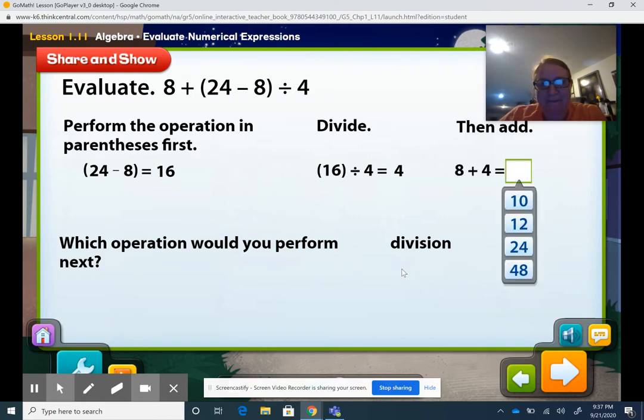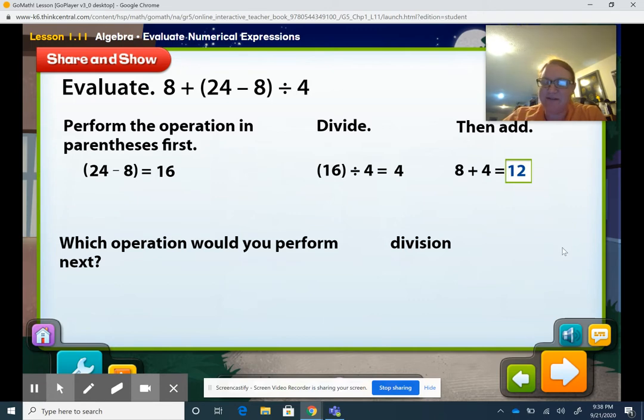Now we will perform the final operation to find the answer. What is 8 plus 4? We haven't done anything with this 8 right here, so that's what we're going to do. 8 plus 4, and that's what we got from here. 8 plus 4 is... Right. 8 plus 4 equals 12. So when we follow the order of operations to evaluate the expression 8 plus (24 minus 8) divided by 4, the answer is 12.